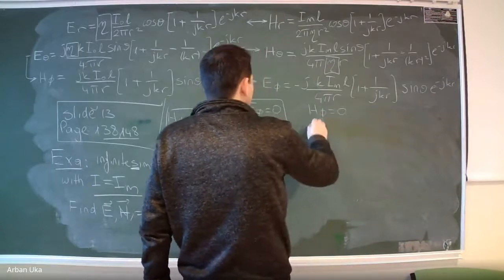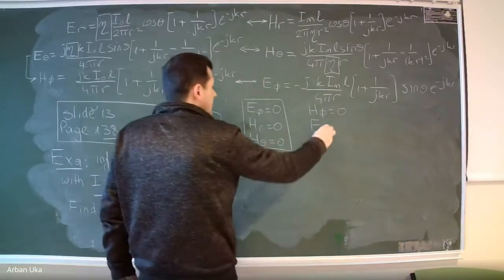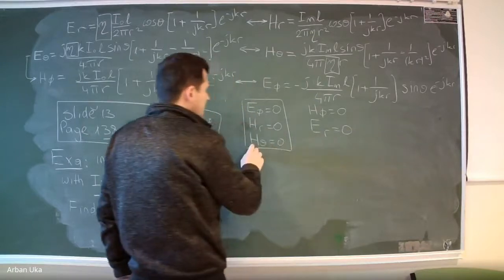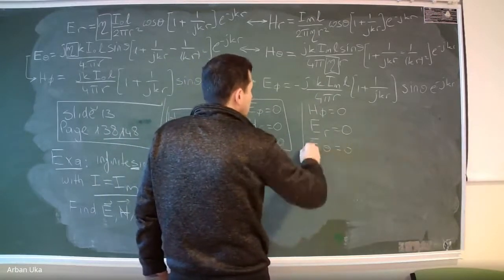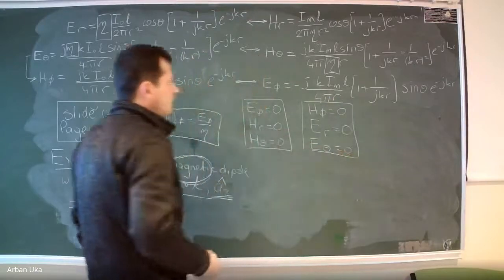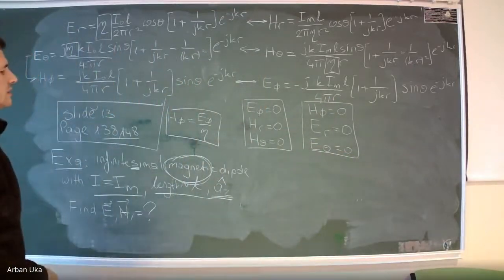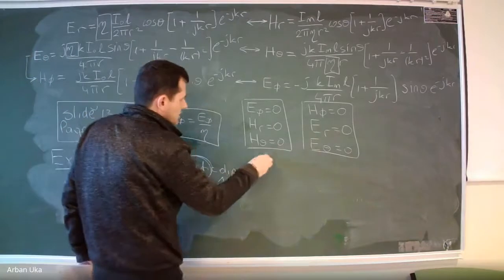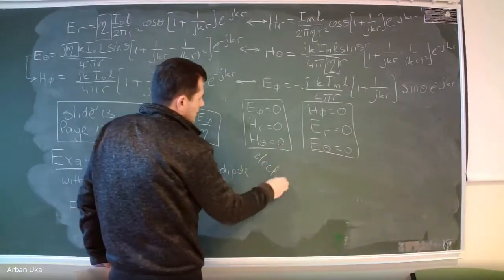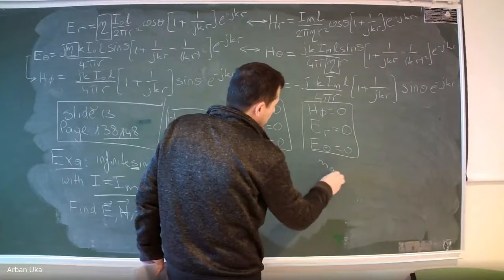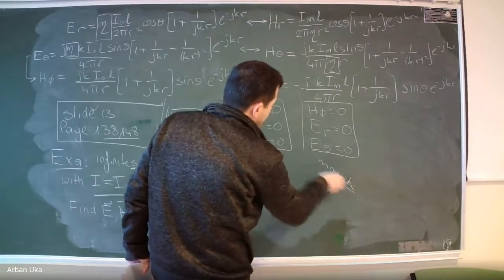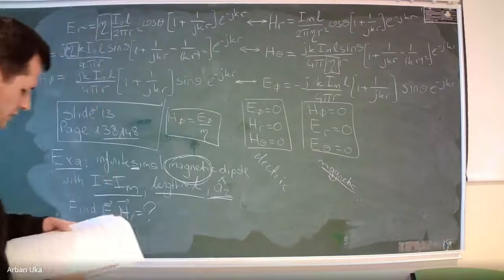This is 0. This is E_r. This is 0. And we have E_theta is also equal to 0. So on one side, we have the electric dipole. On the other side, we have the magnetic dipole.